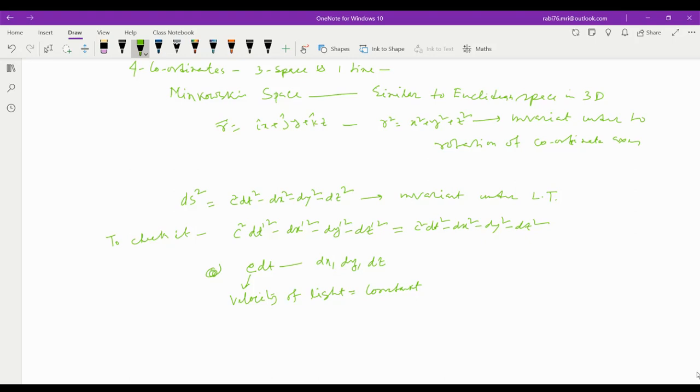One stands for all moving frames, right? And this is the postulate of the special theory of relativity. It is the second postulate of relativity theory.